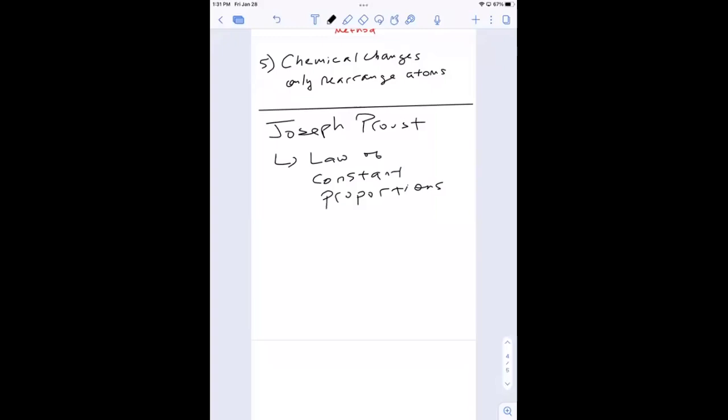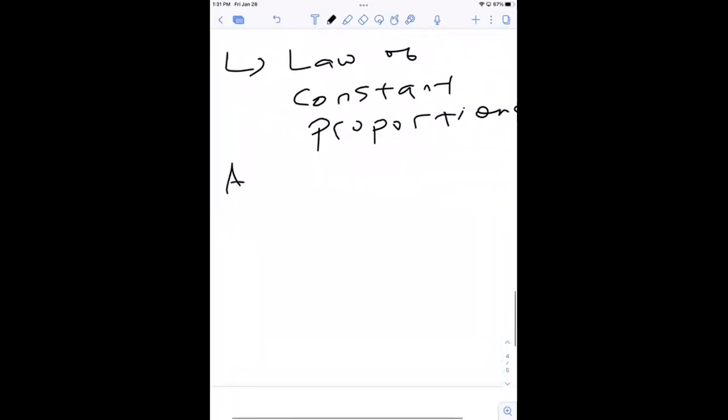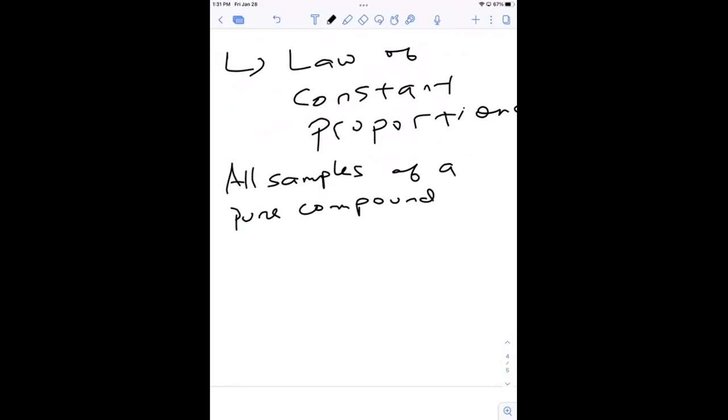So let me write that down. So all samples of a pure compound, no matter where you get it from, all samples means I can dig it in my backyard, I can buy it from Aldrich, I can make it in my kitchen, whatever. If it's a pure compound, all the samples are going to contain the same proportion of elements by mass. I'm going to say ratio instead of proportion.